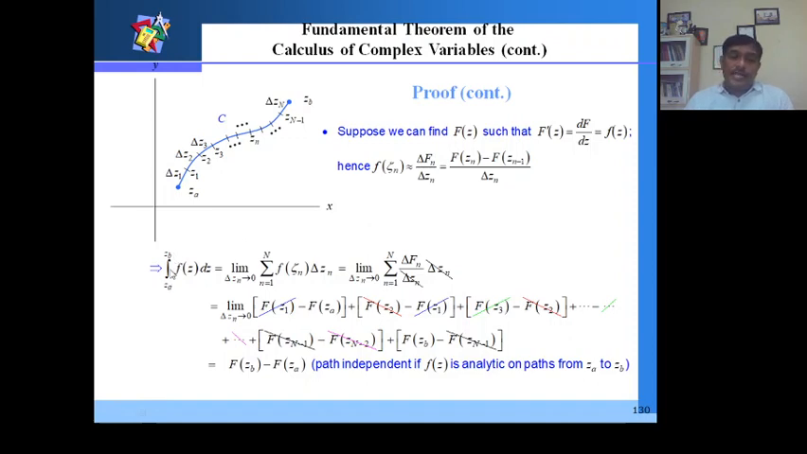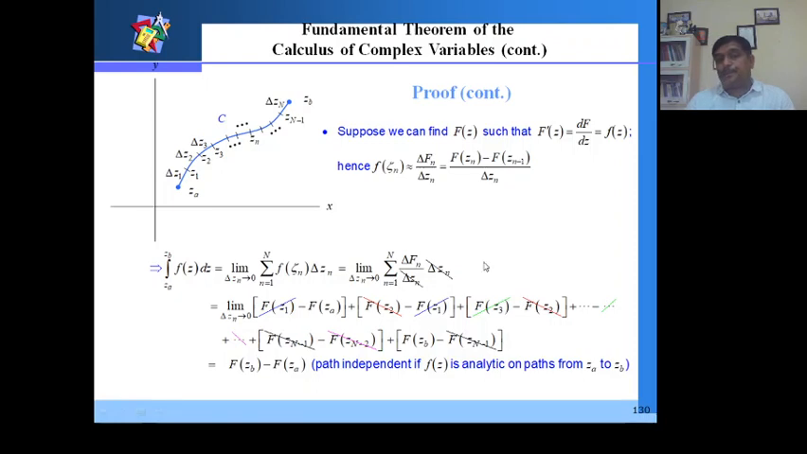Here, the integral from za to zb of f of z dz is equal to the limit, as delta zn tends to 0, of the summation from n equals 1 to capital N of f of zn into delta zn. Here, f of zn is equivalent to delta Fn divided by delta zn, we can rearrange this. That is a small change, so these two cancel each other. Then here we have delta Fn summed from 1 to capital N.